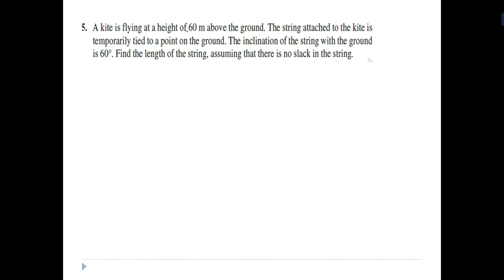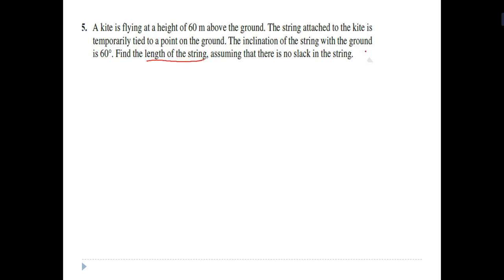A kite is flying at a height of 60 meters above the ground. The string attached to the kite is temporarily tied to a point on the ground. The inclination of the string with the ground is 60 degrees. Find the length of the string.